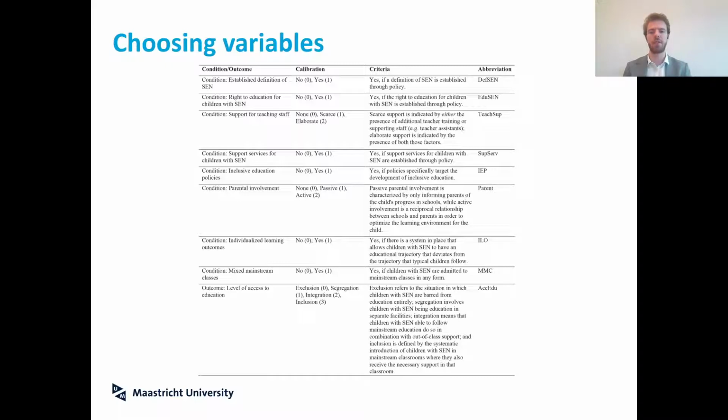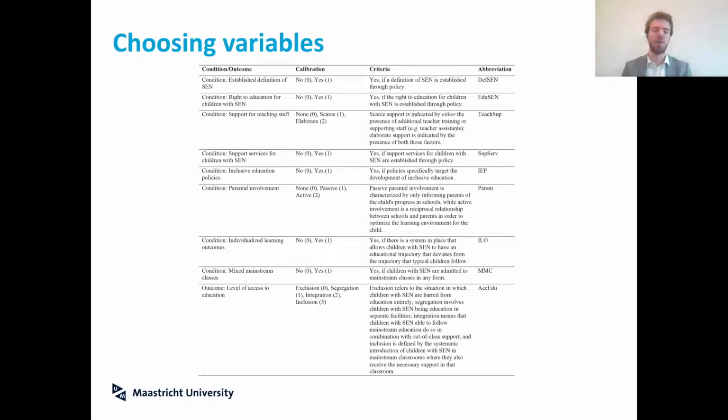The condition established definition of SEN was coded in a crisp way, either no or yes, and the criterion for yes was whether a proper definition of SEN is established through policy. When you look at, for example, the support for teaching staff condition, you'll see that it has multiple levels of membership: none, scarce, or elaborate. In that case, it is prudent to determine when something is considered scarce and when it is considered elaborate. Scarce support is indicated by either the presence of additional teacher training or supporting staff, such as teaching assistants. Elaborate support is indicated by the presence of both factors.